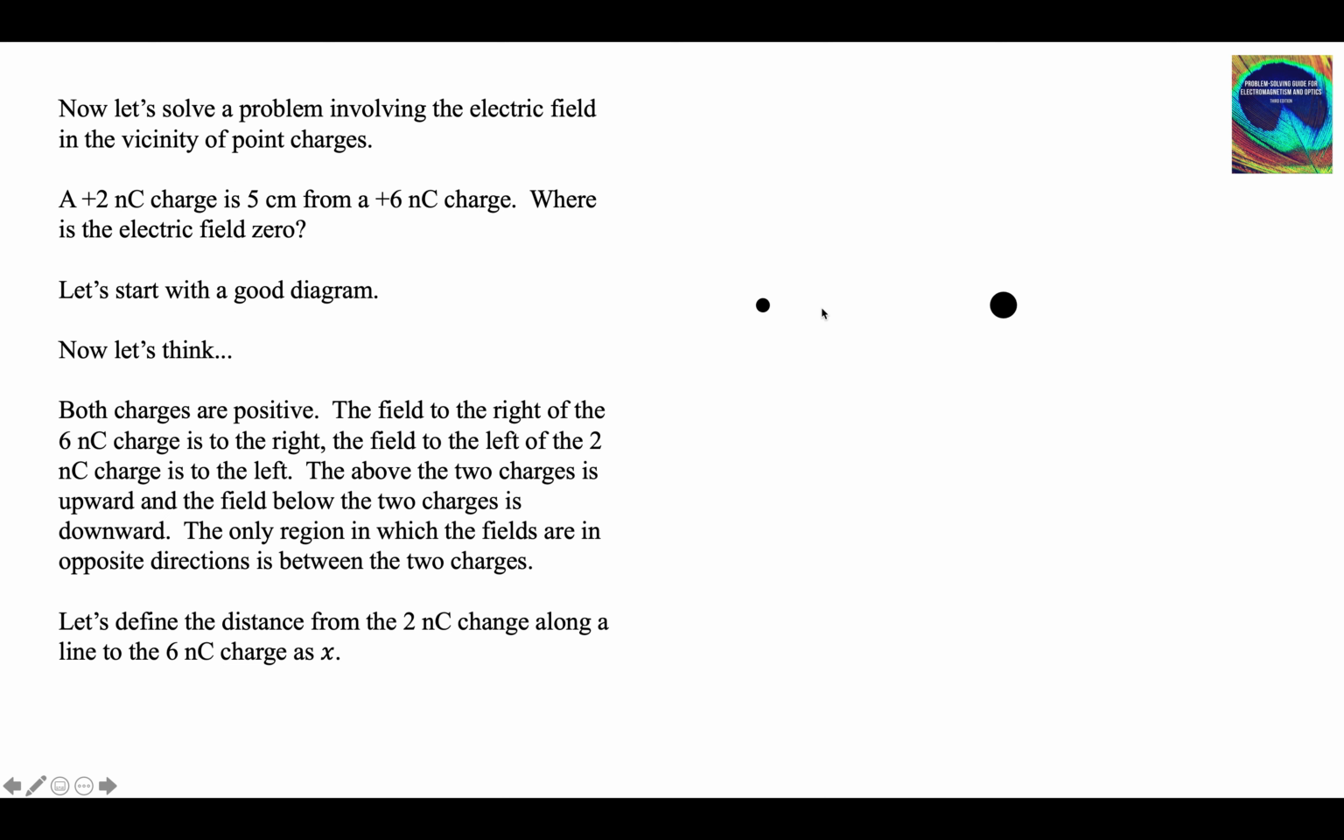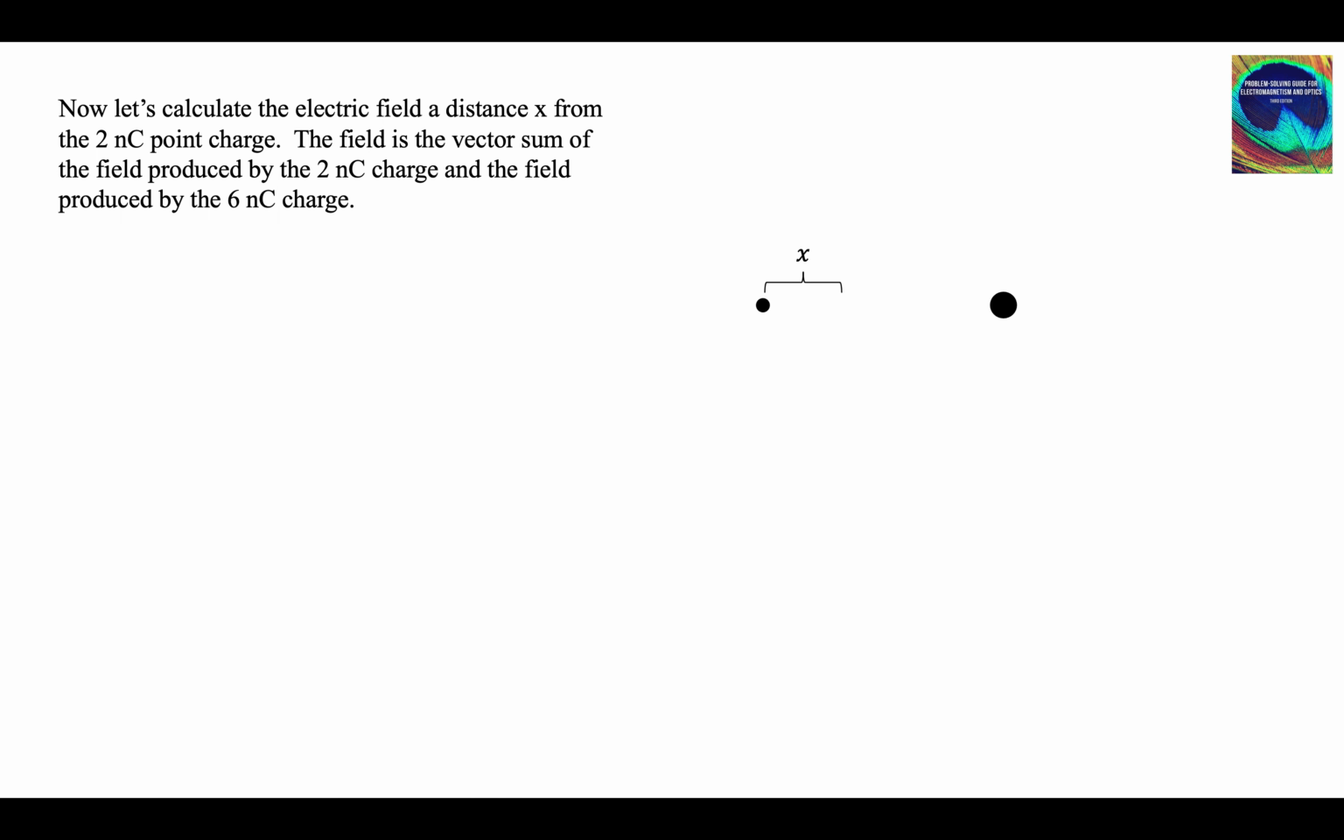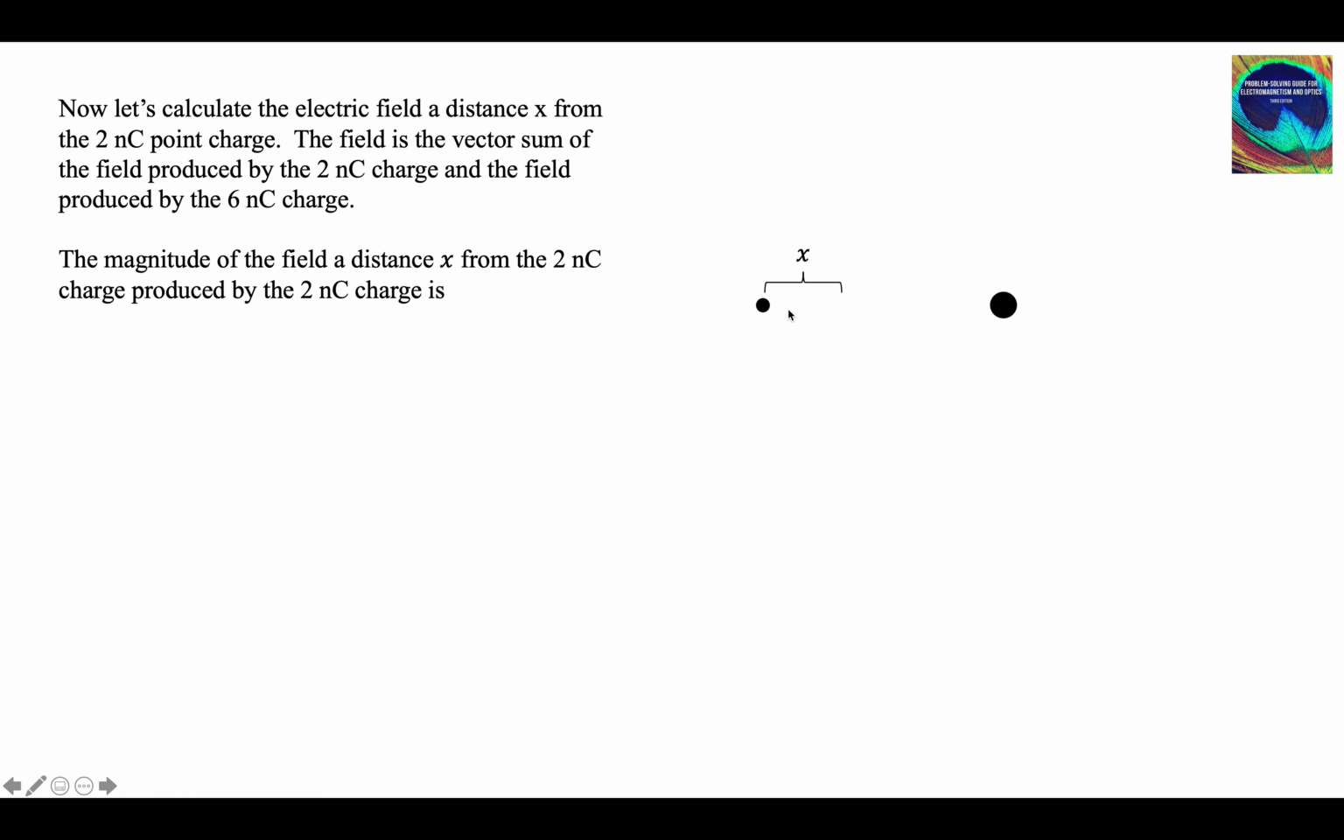So let's define a distance. Let's call the distance from the 2, x, and then calculate the field at that point. So there it is. If the fields are the same at x, we know they're in opposite directions. If they have the same magnitude, the field here is 0. Now let's calculate the field at distance x from the 2 nanocoulomb charge. The field is the vector sum of these two fields, and we know they're in opposite directions. So let's get the fields individually.